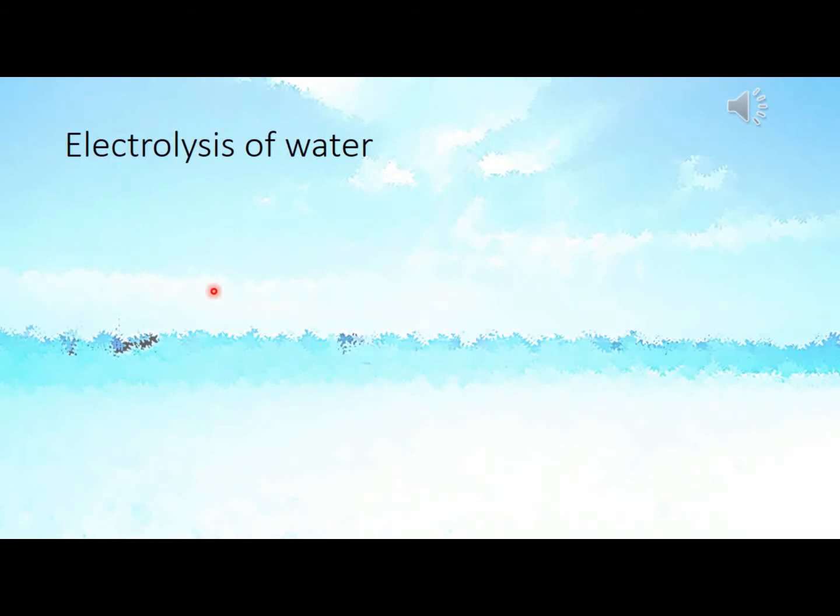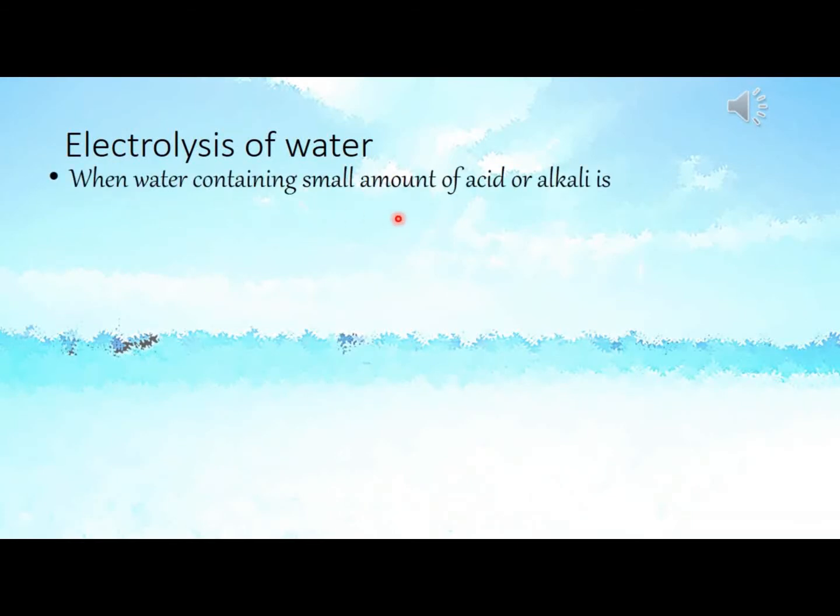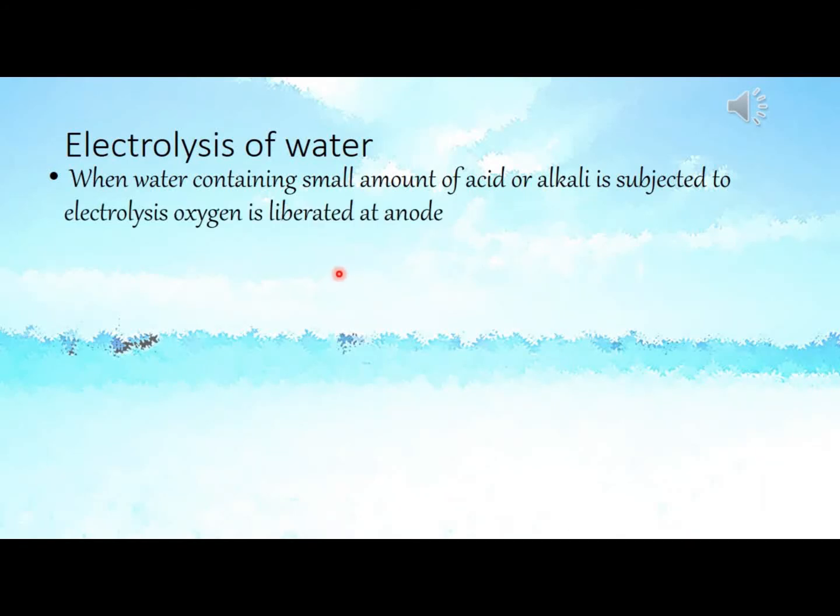Now let us consider another familiar example, that is electrolysis of water. When electricity is passed through water containing a small amount of acid or alkali, oxygen is liberated at anode and hydrogen is liberated at cathode.